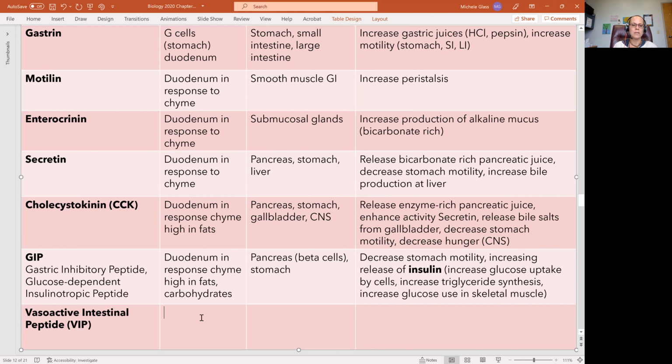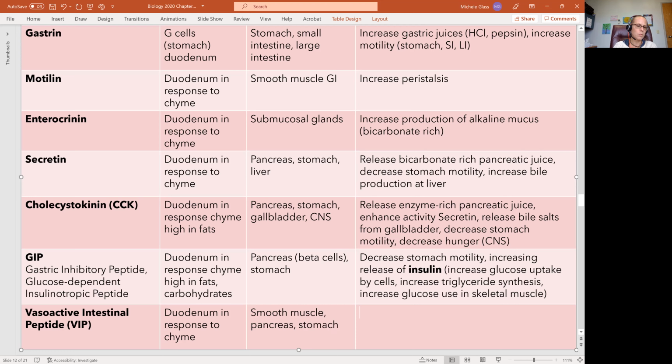The last one on our list is the vasoactive intestinal peptide, which we can abbreviate as VIP. And this one is released by the duodenum in response to chyme. So we're back to that pattern of chyme enters the duodenum, and the duodenum is like, oh, and then it releases some hormone. And this time we're going to talk to the smooth muscle, we're going to talk to the pancreas, and we're going to talk to the stomach.